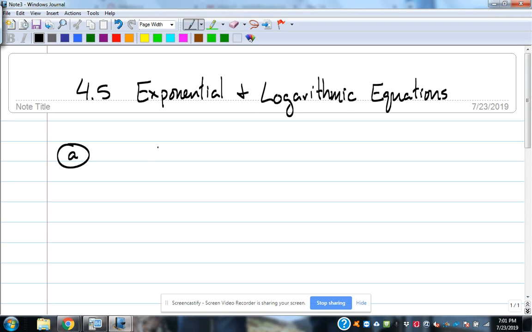So let's start with something fairly simple. 8 to the x power is equal to 21. We have a base of 8 on this side and a 21 on the other side. What we want to do is look for shortcuts to solve these things. I know 8 is 2 to a power, but 21 is not 2 to a power. There's no way to turn an 8 into a 21, or a 21 into an 8 or a 2 for that matter. So I know I can't get the bases the same.